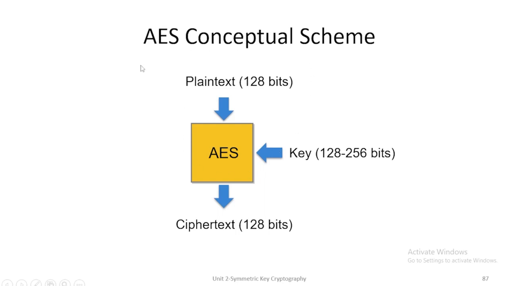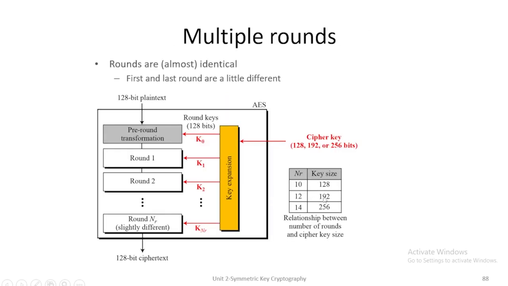So the same concept is displayed in a diagrammatic way. The 128 bit plain text is converted into 128 bit ciphertext, and the key ranges from a minimum of 128 to a maximum of 256 bits. Depending upon the key size, the number of rounds will be varied. If we take a 128 bit key, the total number of rounds should be 10. For 192, we should use 12 rounds. For a 256 bit key size, we should use 14 rounds. So this is the overall idea of the performance of AES.